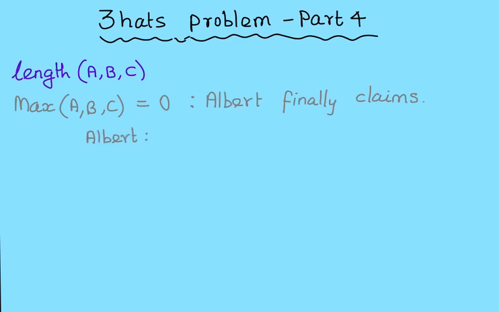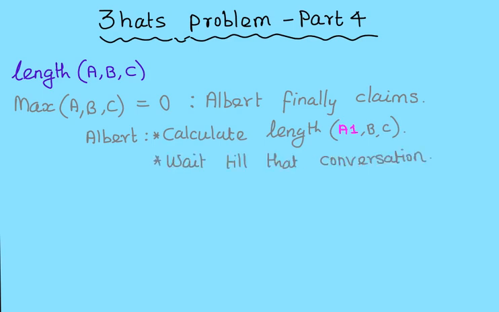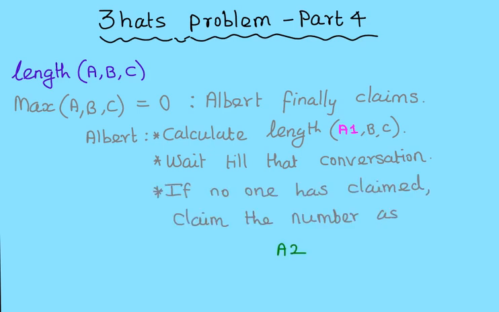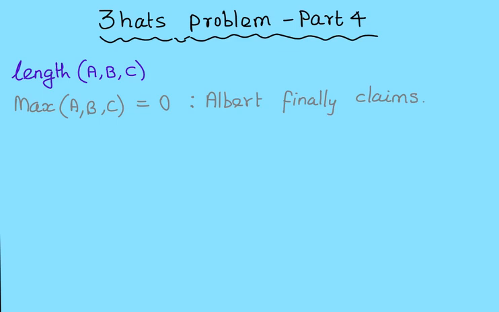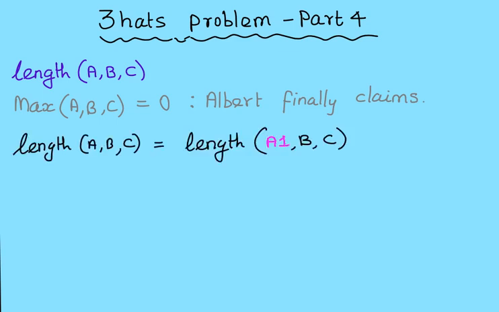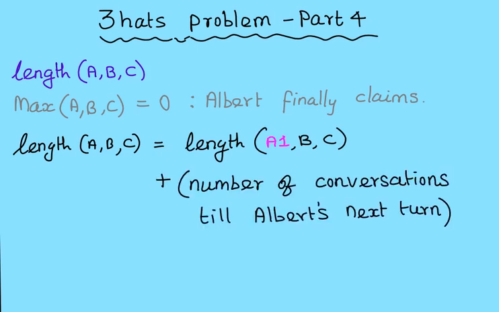Albert would have calculated length of A1 BC and waited till that time, and he would have observed that no one had claimed their number. So in the next immediate turn, he would have claimed his number as A2, that is B plus C. So the total number of conversations is length of A1 BC plus number of conversations till Albert's next turn. Now let us calculate this part.